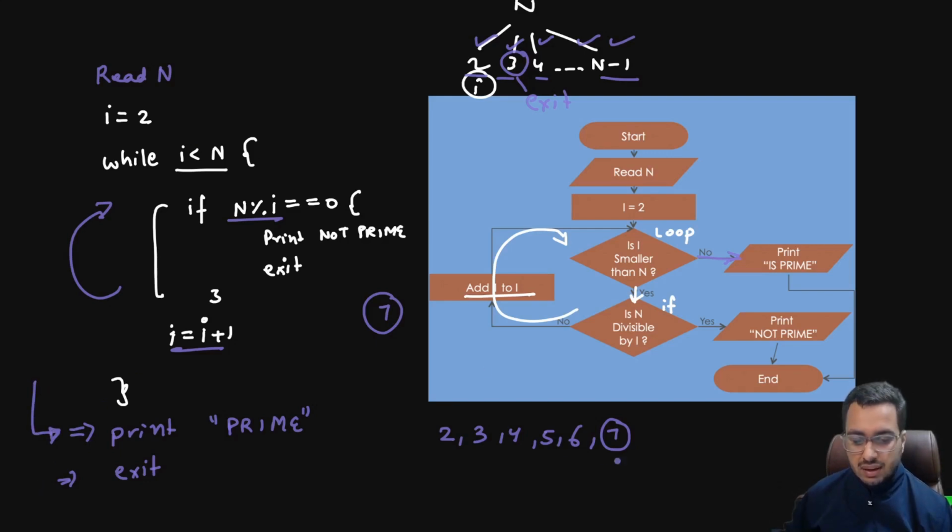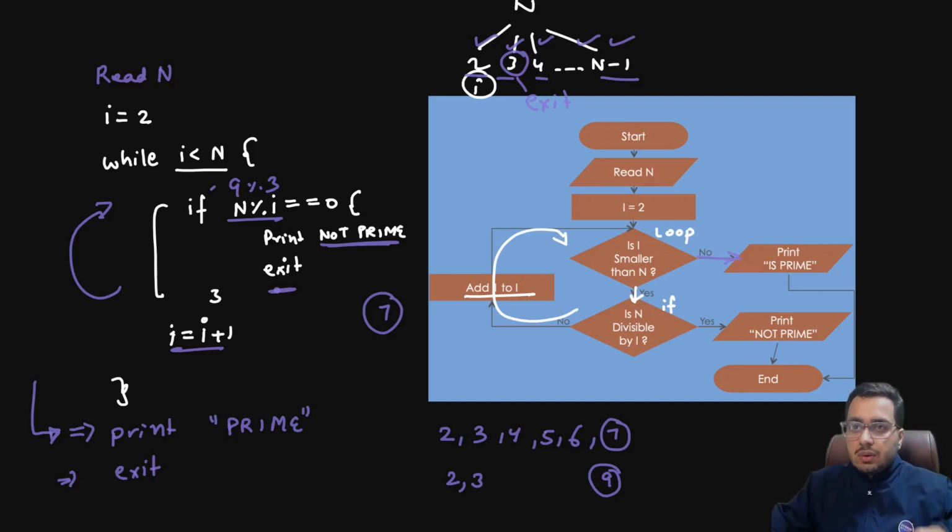Now talk about a number like 9. What happens for 9? You start from I equal to 2. 2 is less than 9, and 2 does not divide 9, so you make it 3. 3 is less than 9, but 9 modulus 3 is equal to 0. Hence you print that 9 is not prime and exit. Writing an exit here means nothing below exit would get executed, and that is the end of your program.